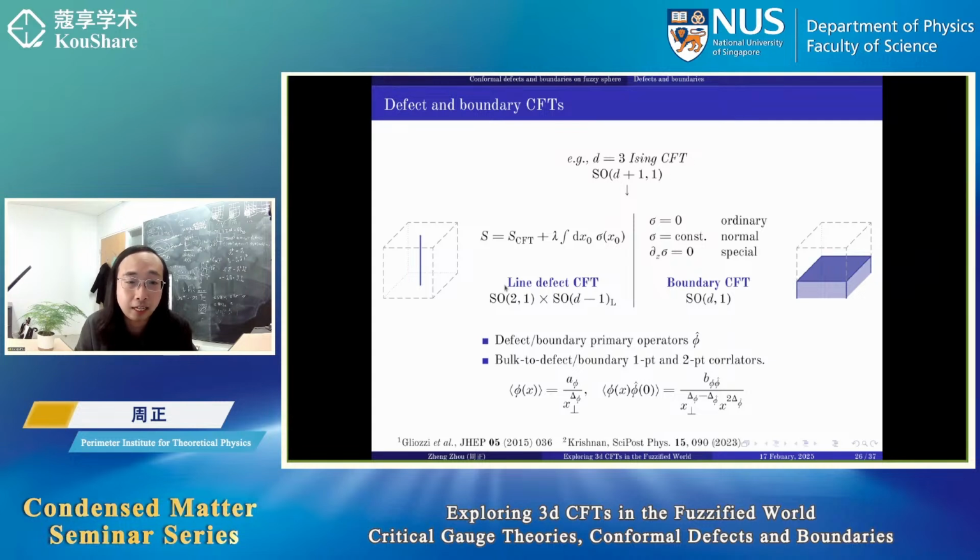To get a line defect, the simplest way is to take a line out of the space-time and polarize it. In other words, we add the lowest Z2-odd operator sigma and integrate it along the line. In the IR, it will flow to the line defect CFT with a smaller conformal group SO(2,1) times SO(d+1) longitudinal. Defect CFTs are known to have rich properties.